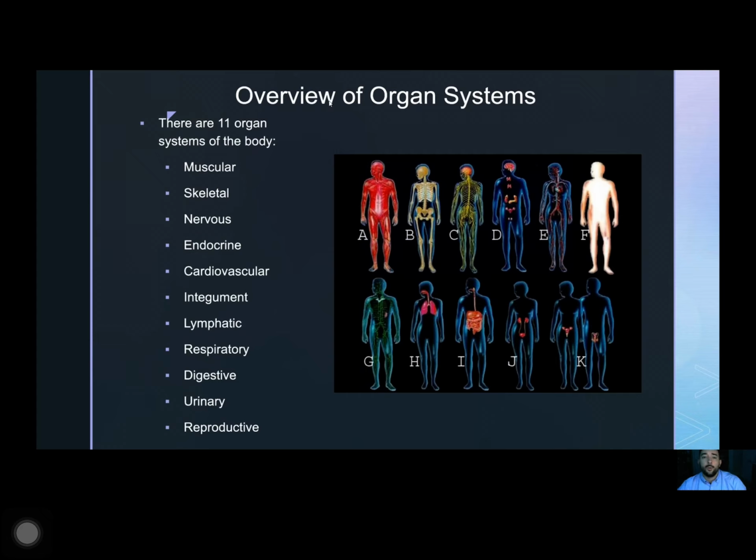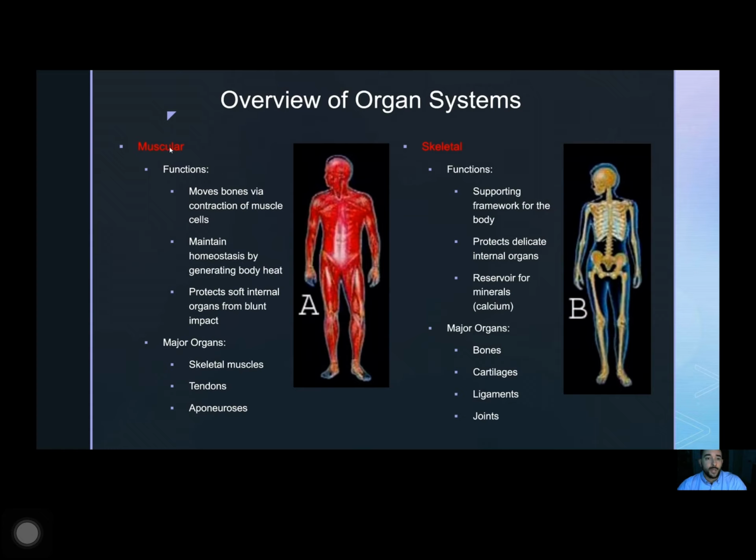You'll also want to know all 11 organ systems. So here are your 11 organ systems, and for the quizzes and the practical, you want to know each one and one of the major structures or organs that's found in this system. So first we have the muscular and skeletal systems. Your major organs in them are muscles and bones, right? Pretty straightforward so far.